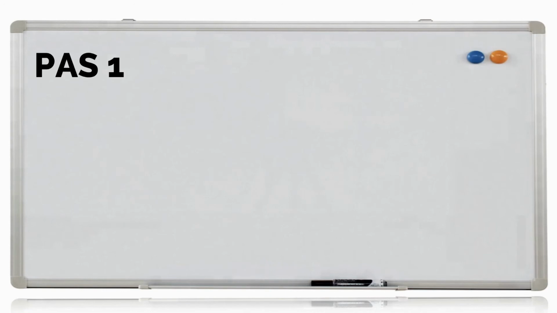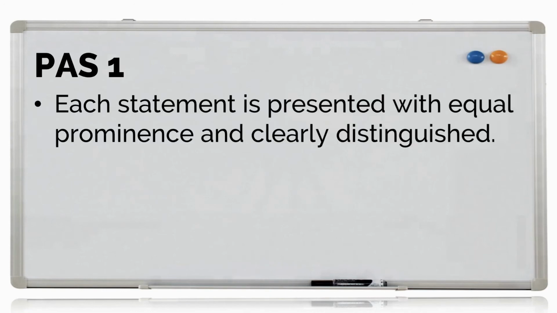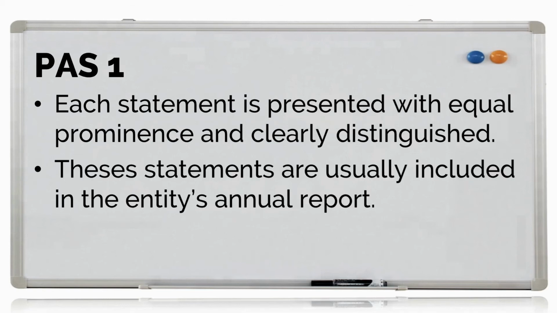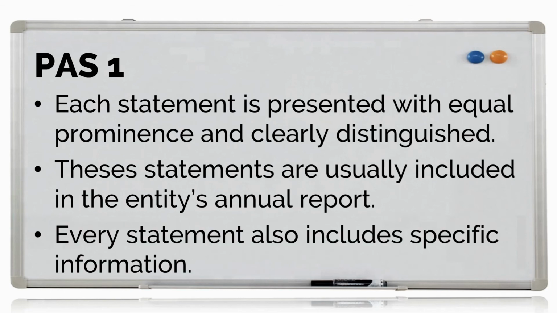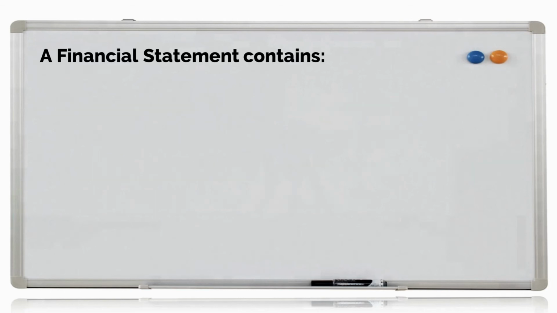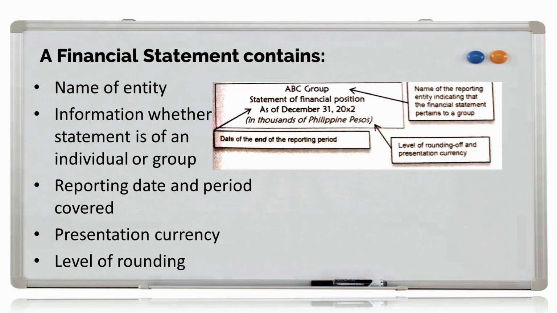Each statement shall be presented with equal prominence and shall be clearly distinguished from other information in the published document. Financial statements are usually included in an annual report, which also contains other information. Every financial statement should contain the name of the reporting entity, information whether the statement is of an individual or group, the date of the end of the reporting period and period covered, the presentation currency, and the level of rounding.